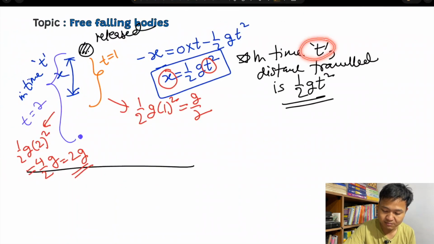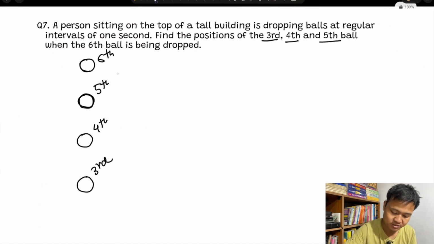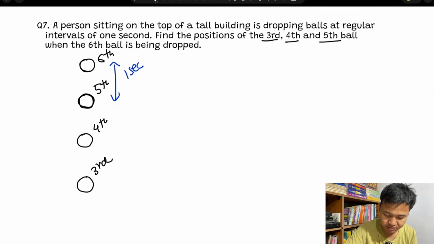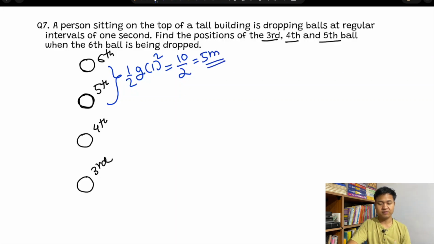In time t, the distance traveled is half gt square. Apply it here. We know that the fifth ball has traveled 1 second already, so how much distance is traveled by the fifth ball? Half into z into 1 square. Let's take z as 10, so 10 by 2 is equal to 5 meters for the fifth ball.